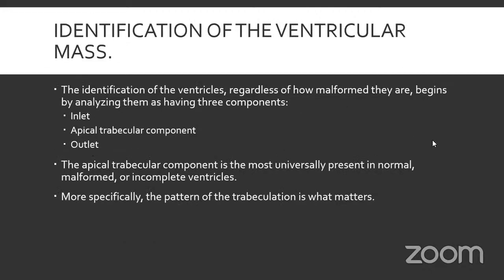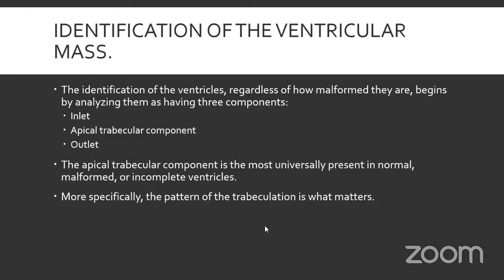Now we're done with the atria and the AV connection. Now we get to the ventricular mass. To identify the ventricles, regardless of how malformed they are, whether they are hypoplastic, complete, or not, you can analyze them as having inlet, apical trabecular component, or outlet. Out of these three components, the most consistent and usually present in normal or whatever form of ventricle is the apical trabecular component.